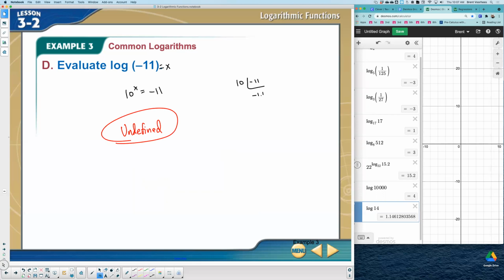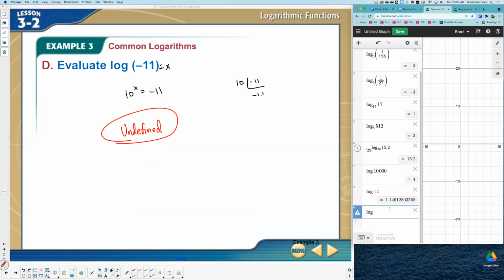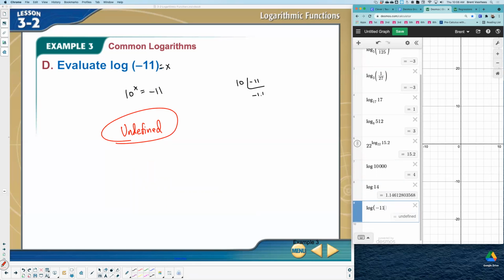We said logarithms must be positive. Nothing raised to a power will be a negative solution. If you remember, we dealt with this earlier. If you have a negative power, that doesn't make your answer negative. It takes the reciprocal. That's all it does, it takes the reciprocal. So this is undefined. If I type this in the calculator, log negative 11, it's undefined.